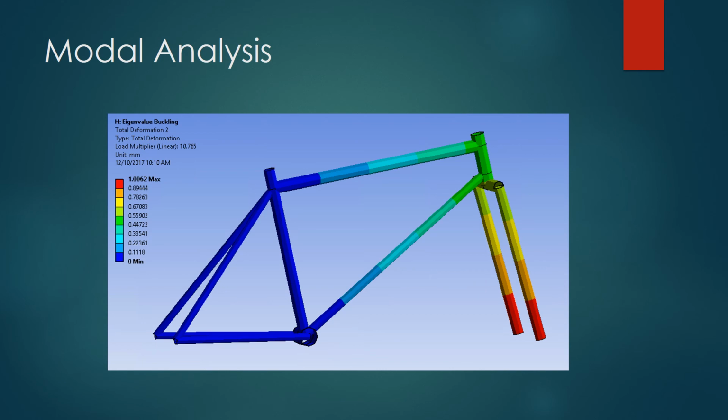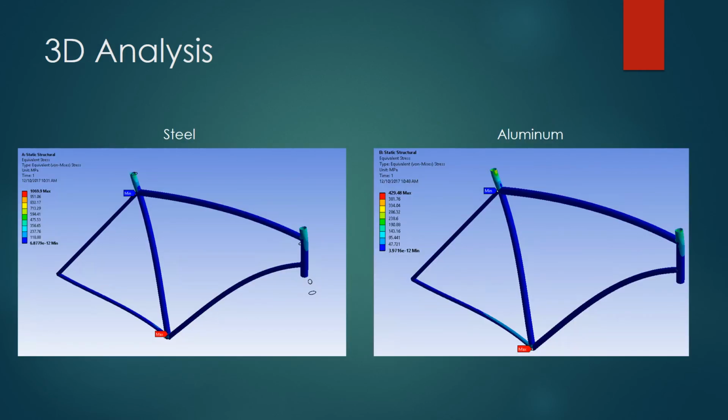A modal analysis was performed on the steel frame for the curb impact scenario. 3D analysis of the frame was performed for both steel and aluminum with displacements inputted to recreate the deformations seen in the curb impact for each frame.